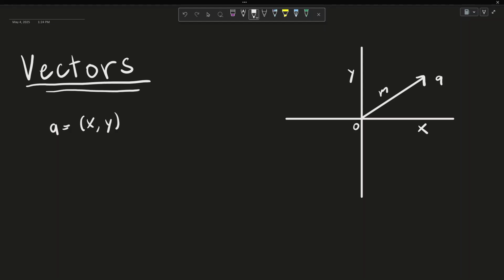However, with vectors, we are more likely to notate it in this sort of column-like way. So you'd see it as x, y like this, where you'd have the first entry on the top, the second entry below it, and so on. And in 3 dimensions, you'd have something like x, y, z.